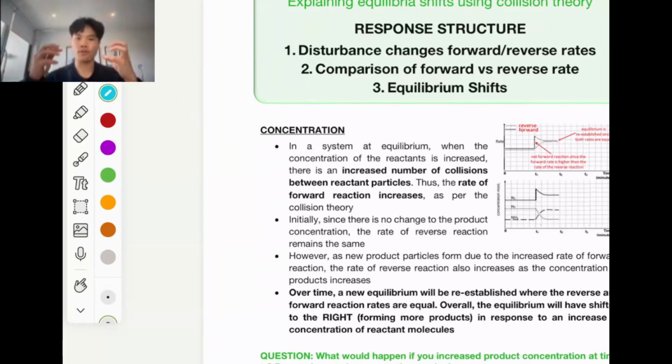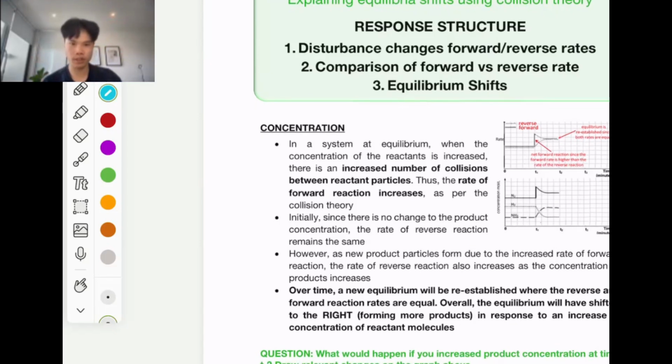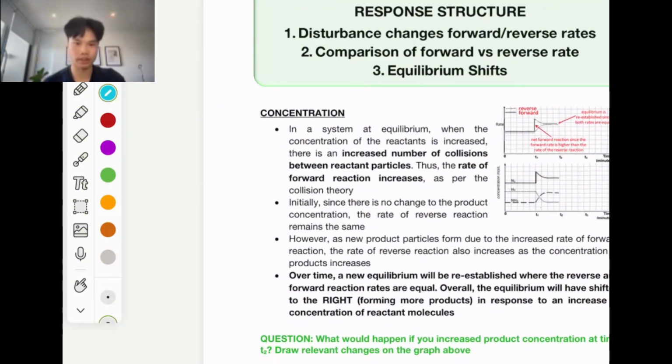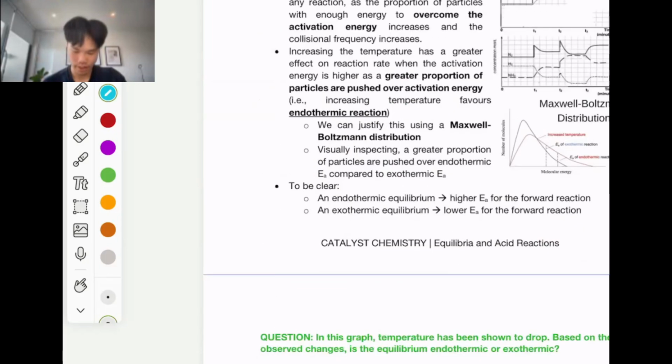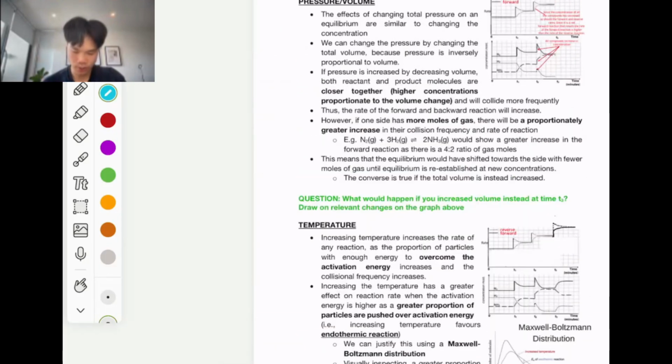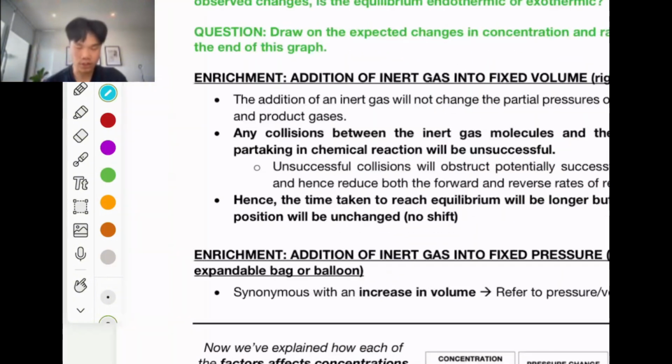Then you would compare forward versus reverse, and you say, once I've increased my forward rate, the forward will be higher than reverse, and therefore, step 3, equilibrium is going to shift in the forward direction to re-establish equilibrium. 3 steps: disturbance on rates, comparison of rates, and then the equilibrium shift. And there's some sample responses here if you want to work through the wording of each of those. And there's a bit more on the inert gas cases at the bottom as well.